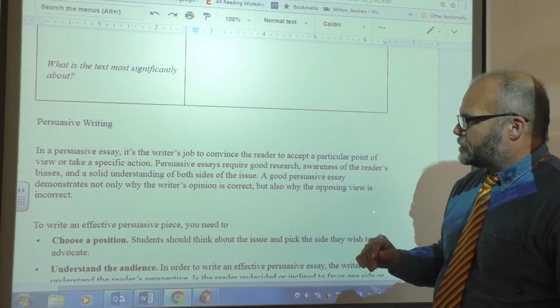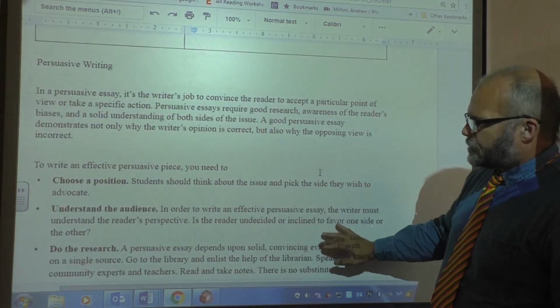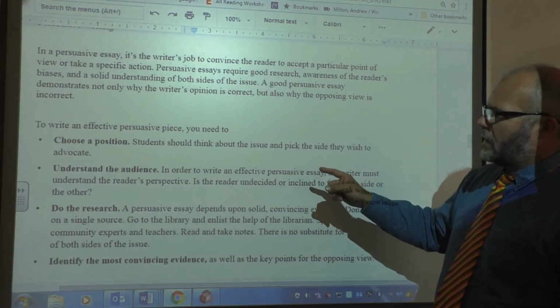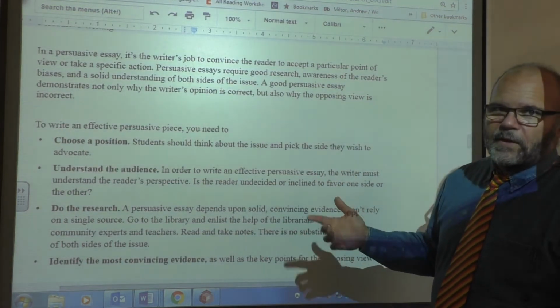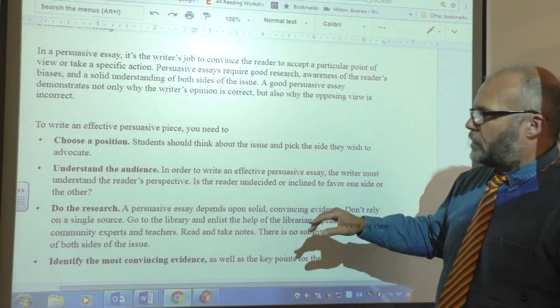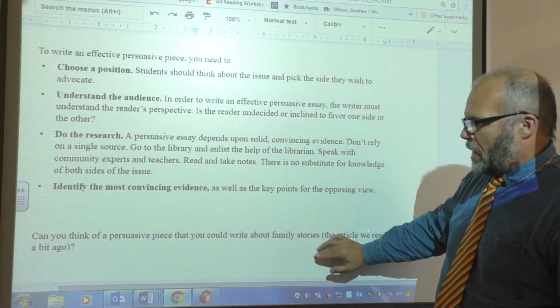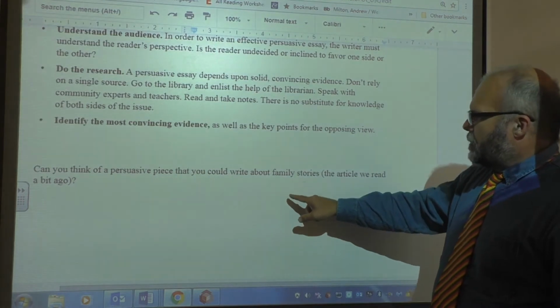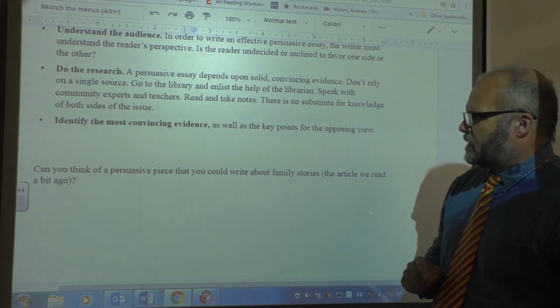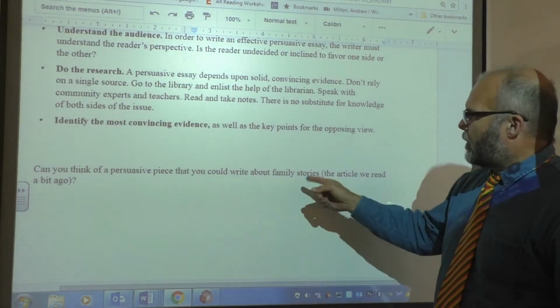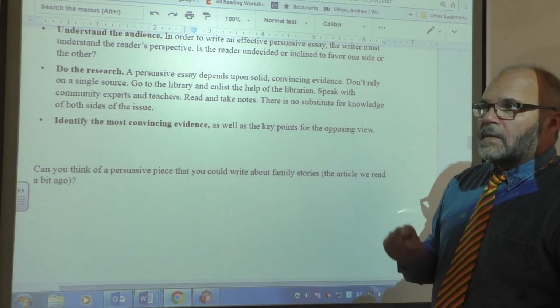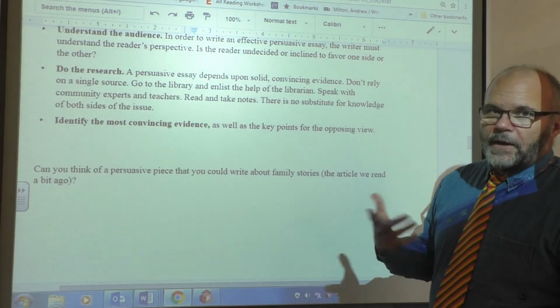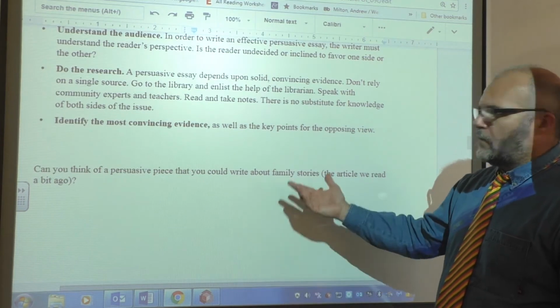Persuasive writing is that writing in which we take a position on something and then try to get other people to think or do like we are thinking or doing. So I first asked you, can you think of a persuasive argument that would follow from your family stories article? And you may or may not. It's a brainstorm. That's it right here. Can you think of one? What is it?